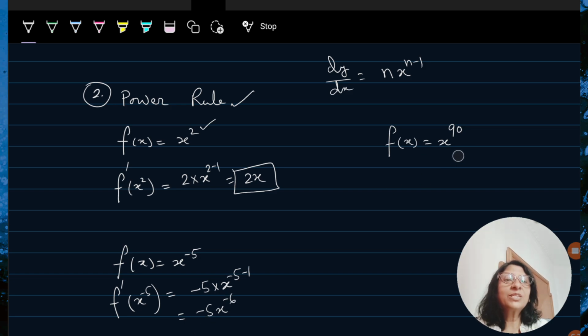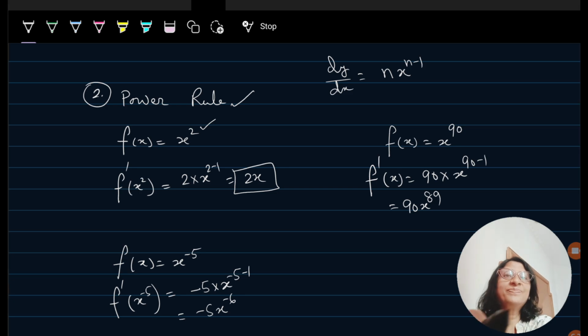Now come to the next part. If the power is 90, don't be afraid, it is simple. Here also we write the derivative of x to the power n, and in this case our n is 90. So we write 90 into x to the power 90 minus 1, which is going to be 90 x to the power 89. That's all.